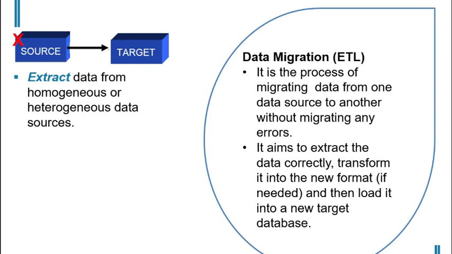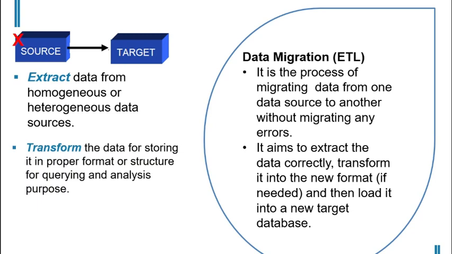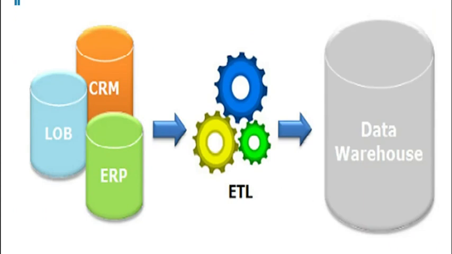So extract data from a homogeneous and heterogeneous data source, transform the data for storing it in the proper format or structure for query or analysis, let's say in the cloud, load it into the final target. And you can keep doing this. A very good example, as I told you, is linking between the offline and online version, the cloud system, for example. So this is how it works.